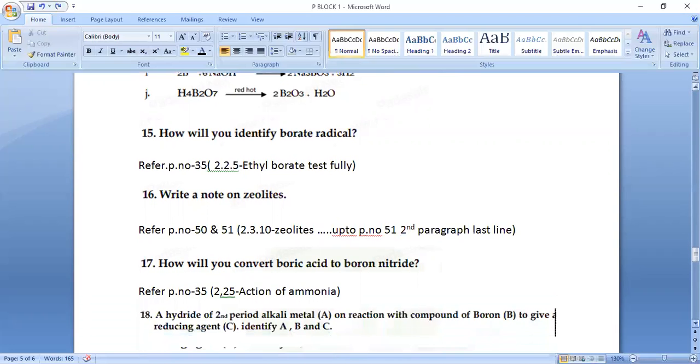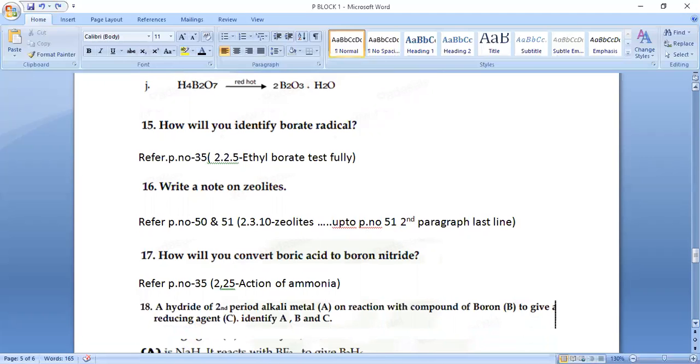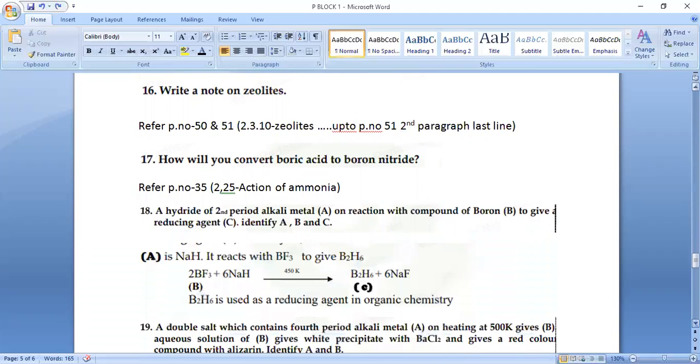Next, how will you convert boric acid to boron nitride? For the answer, you need to refer to page number 35, under the topic action of ammonia. Next, question number 18. A hydride of a second period alkali metal A on reaction with a compound of boron B gives a reducing agent C. Identify A, B and C.